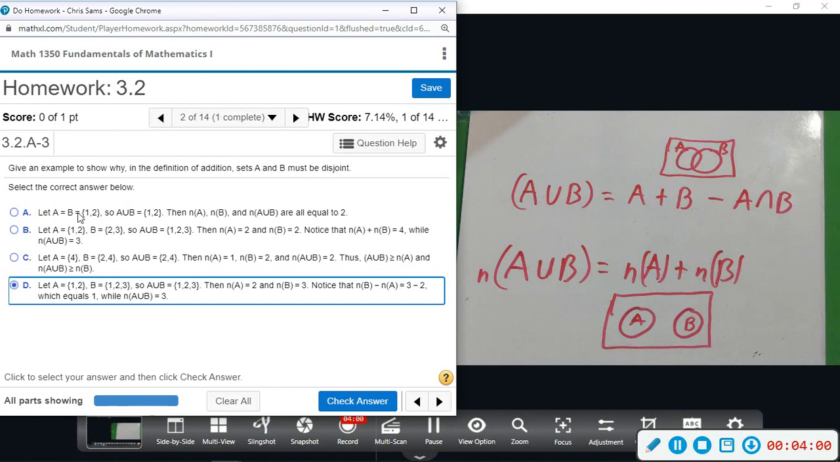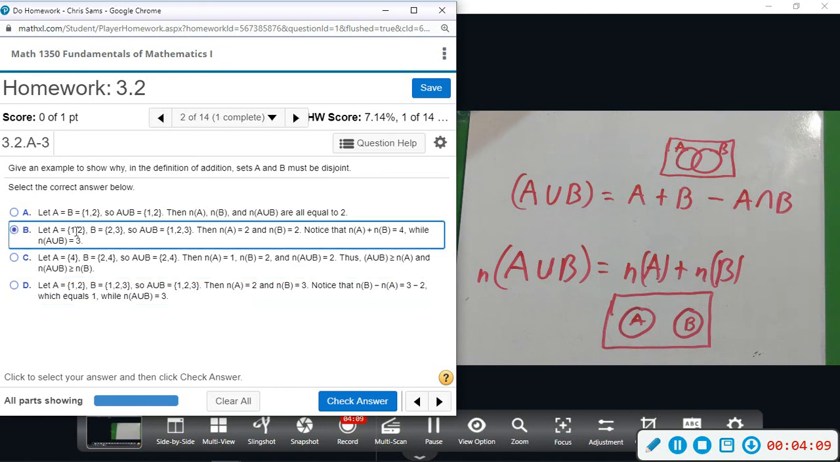And this one says A, B, {1, 2}, {1, 2}. All are equal to 2. I want to say B. This one just gives you the straightforward. You got these two. When you add them up, you get 3 elements when you do the union. And then the number of elements in A and B are 2. And if you add those, you get 4, while that's equal to 3. So because that's the case, it's not going to work.